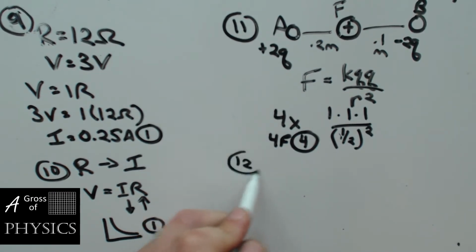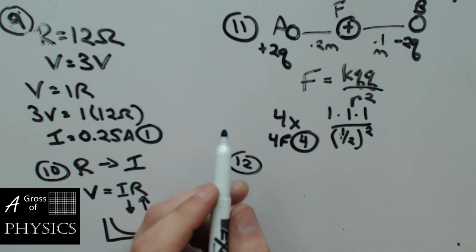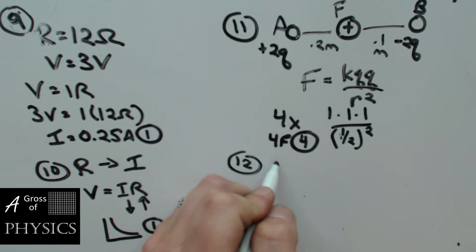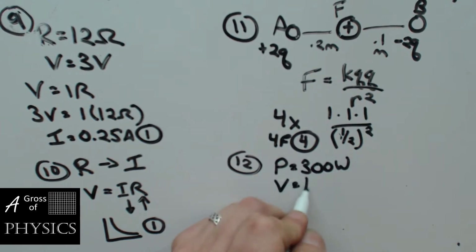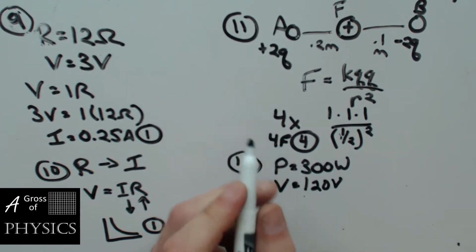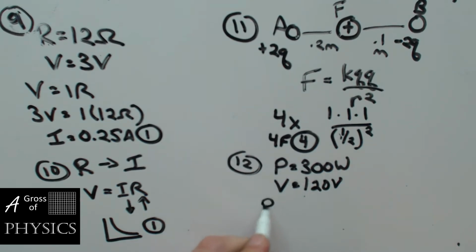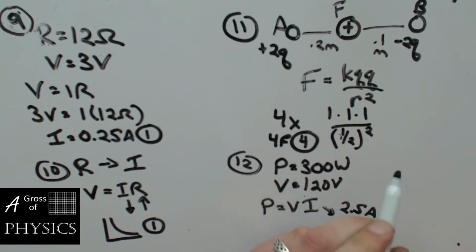Now, 12. Potential drop across a 300 watt floodlight. So power is 300 watts. Voltage is 120 volts. What's the current? All right, the equation is P equals VI. So you're going to do 300 divided by 120. And the current is 2.5 amperes, which is choice 2.